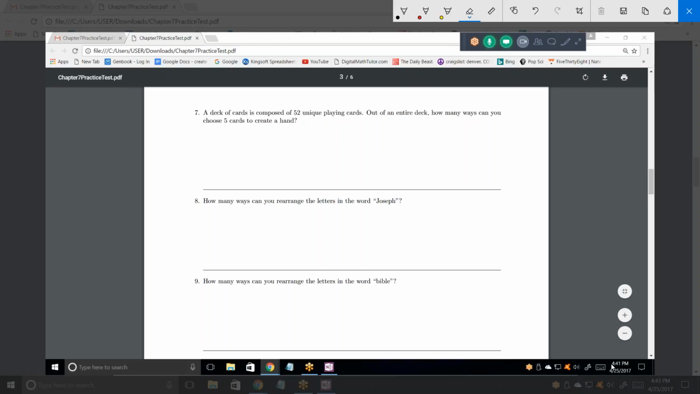How many ways can you rearrange the letters in the word Joseph? 6 factorial. Is it? I think so. In other words, because there's no repeat, the first letter can be 1 of 6. The second letter can then only be 1 of 5. So it ends up being 6 factorial.